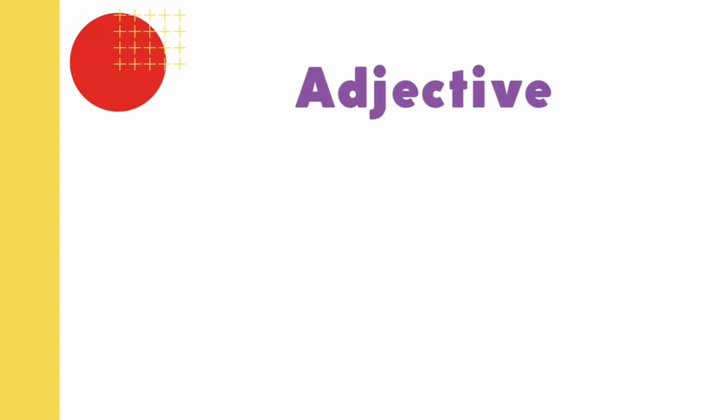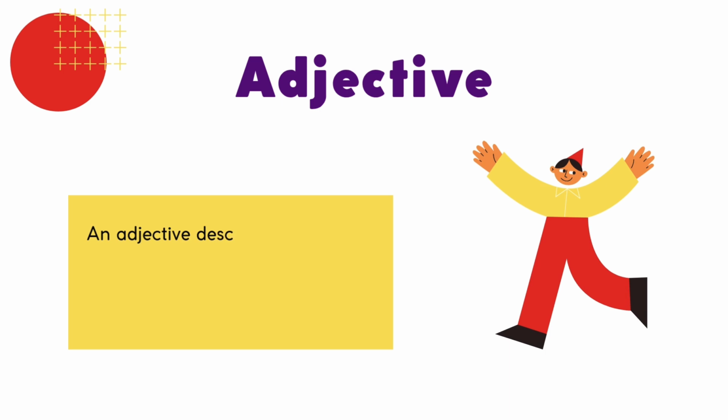Next we have the adjective. An adjective describes a noun or a pronoun. Some examples are happy, tall, yellow, funny.